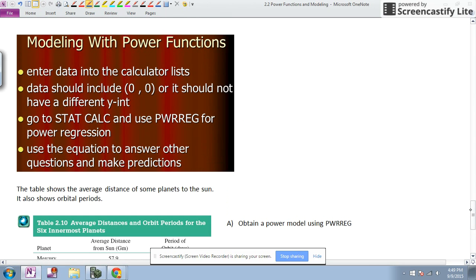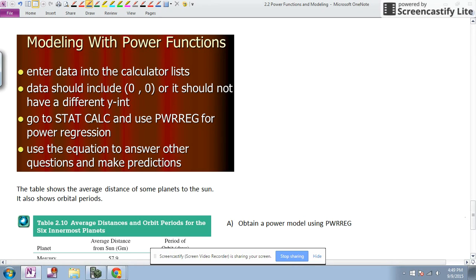And now let's do our last thing here. We're going to model with power functions. So we're going to use our calculator and make an equation out of it. So in the stat calc, there's power regression, so you know which one to use. Your data should include 0, 0, or the calculator will try to force that. So watch out for that. And then that way we'll have a model.